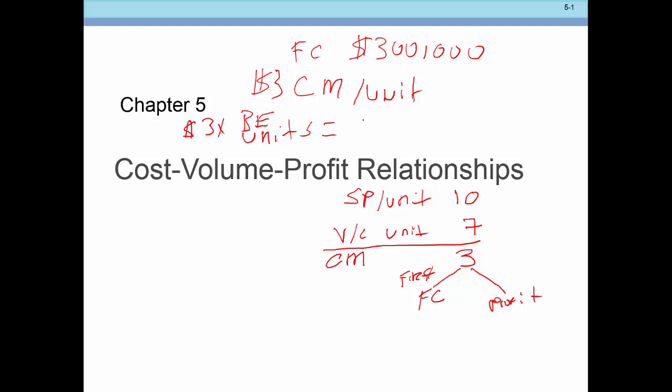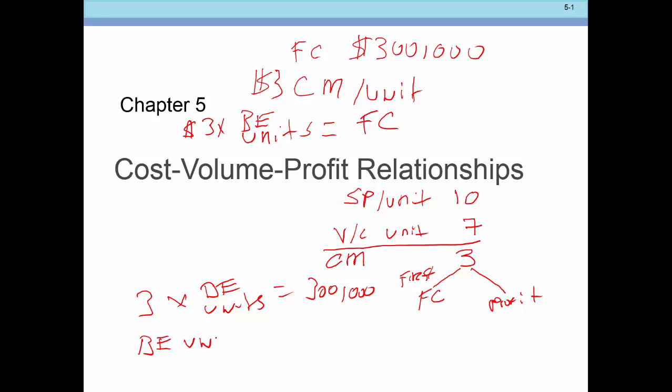That has to equal what? Fixed cost, in order for me to have a what? Zero profit, for me to break even. Okay? So I go ahead and I just set that up. 3 times my break-even units, whatever that is. My fixed cost is how much? 300,000. I take that and just simply do the algebra there.